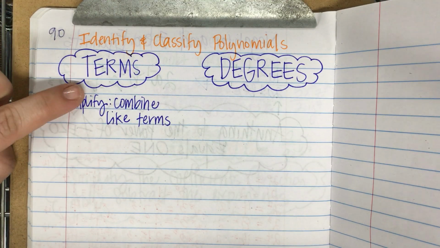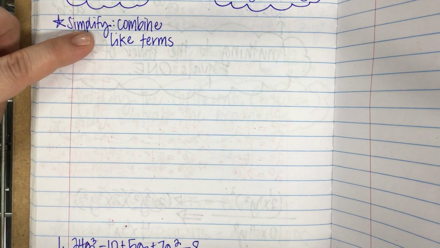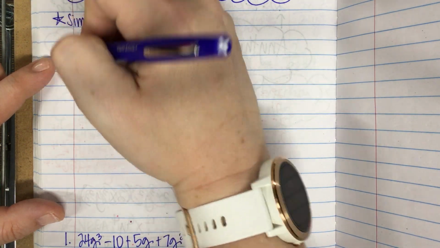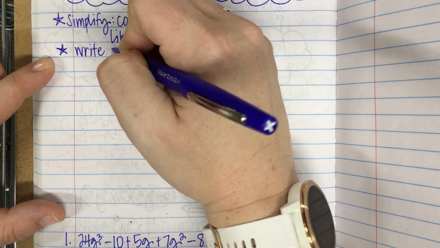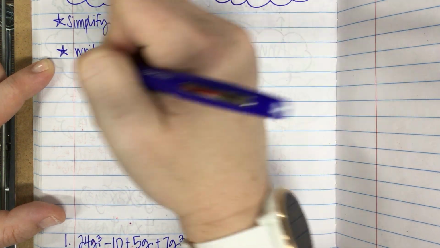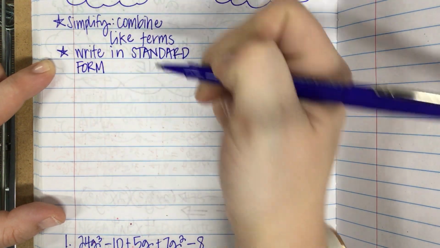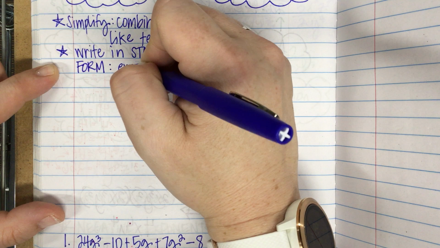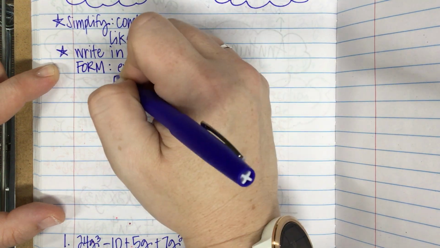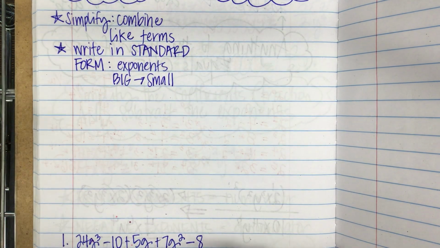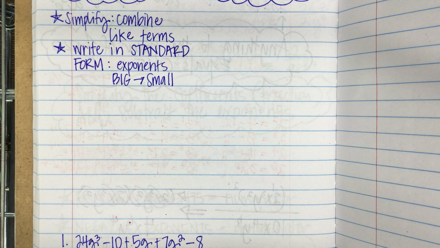So before we classify by the number of terms, we have to simplify, meaning combine like terms, and write in standard form, which is exponents big to small, which is a shorter way of saying largest exponent to least exponent.